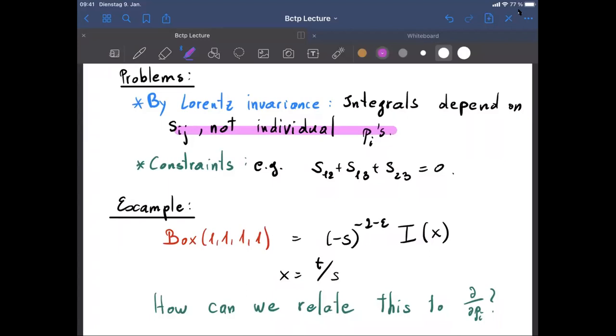On top of that, if you think in terms of the box, there was this constraint, s plus t plus u equals 0. So not all of these dot products are independent. So there is this issue of computing derivatives with constraints. Because this constraint tells you that the derivatives with respect to, for example, S12, S13, and S23 cannot all be independent.